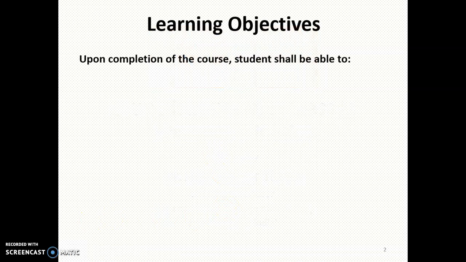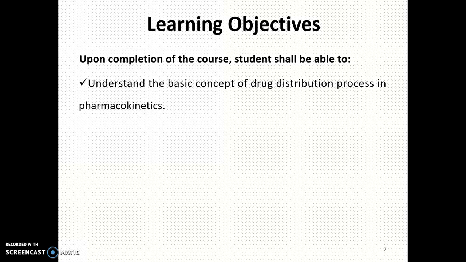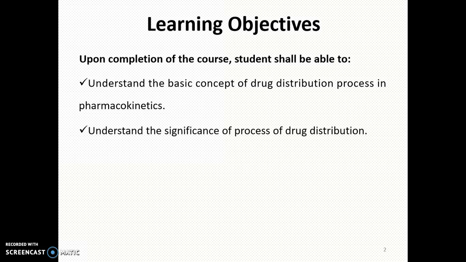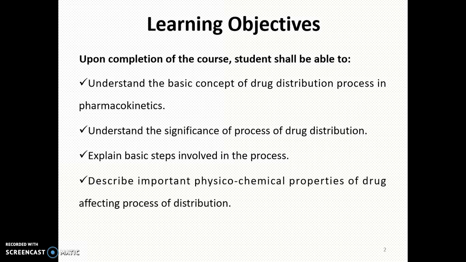The learning objectives of the present topic: upon completion of the course, students shall be able to understand the basic concept of the drug distribution process in pharmacokinetics, understand the significance of the drug distribution process, and explain the basic steps involved in the process. Along with that, students will also be able to describe important physico-chemical properties of drugs affecting the process of distribution.